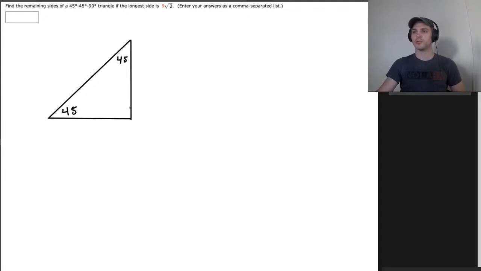Even if you can't actually execute the problem all the way, if you can just set it up, this will help you, and your teacher might give you some points for this.